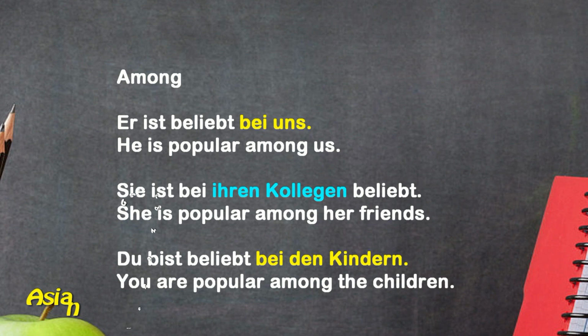Bei means among also. For example, er ist beliebt bei uns. He is popular among us. Sie ist bei ihren Kollegen beliebt. She is popular among her colleagues. And du bist beliebt bei den Kindern. You are popular among the children.